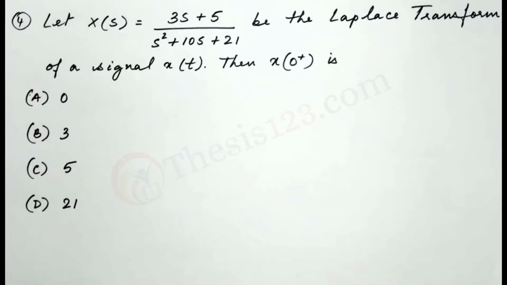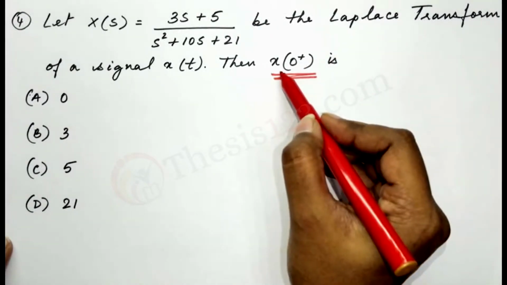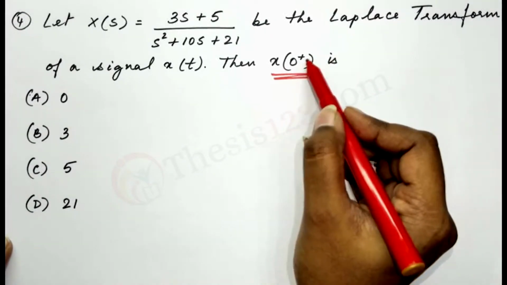Now the function given to us is the Laplace transform of a certain signal x(t). So this has to give us a clue as to what we can use. Since the Laplace transform is given to us, we can use the initial value theorem in order to find out our answer. Okay, so let's begin. Now first, we have been asked to find out the value of x at 0+.